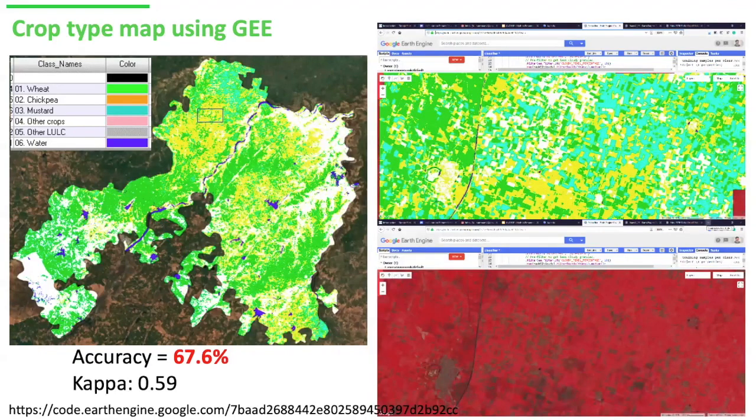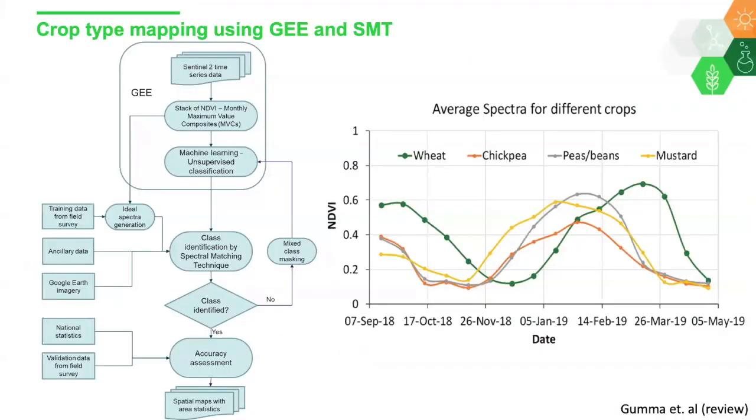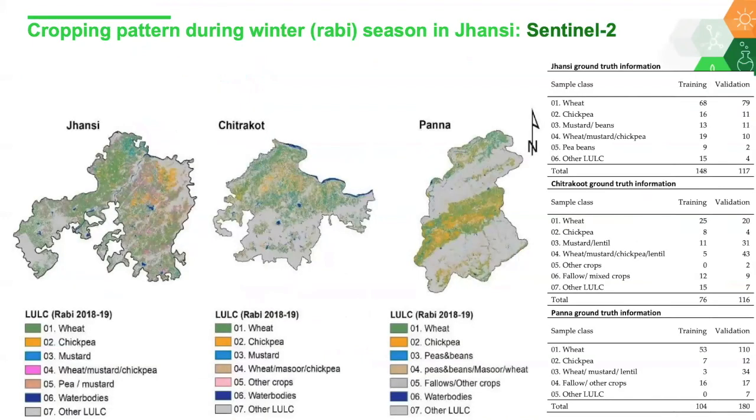We ran this using a random forest classifier. We got only 67.6% accuracy, but we are still refining that. This is using Google Earth Engine. If we run semi-automated techniques, suppose 50-60% of the initial process we run by Google Earth Engine. Then after that, we used a spectral matching technique. In that case, we got much higher accuracy.